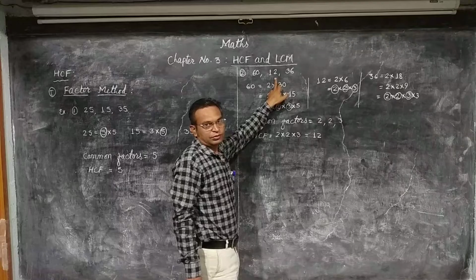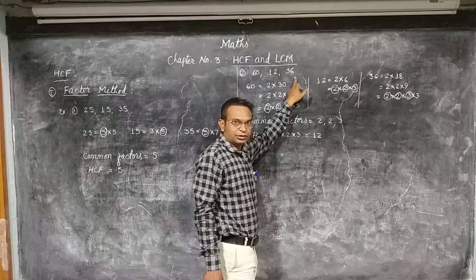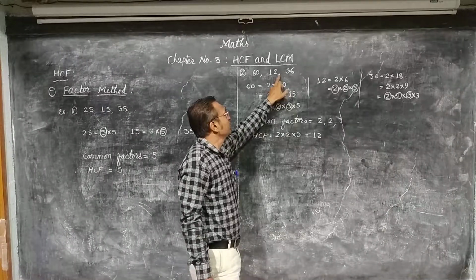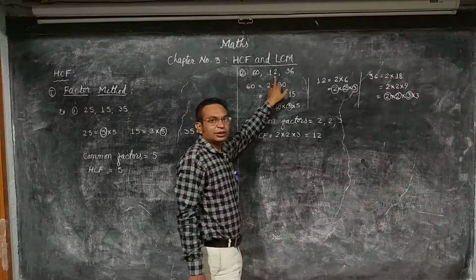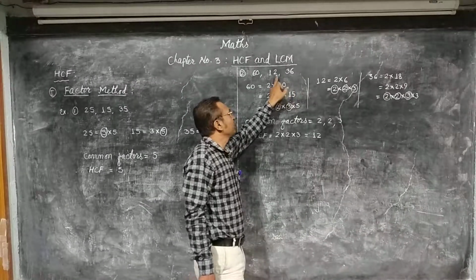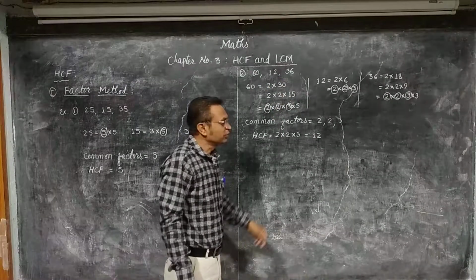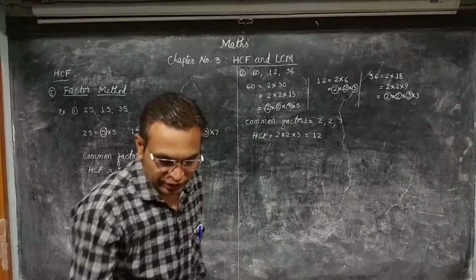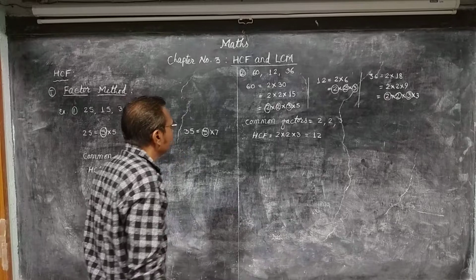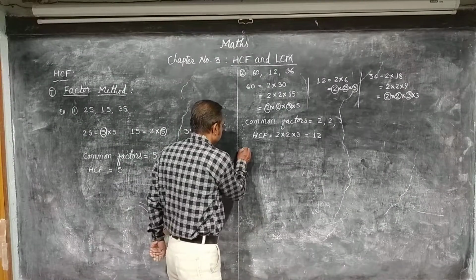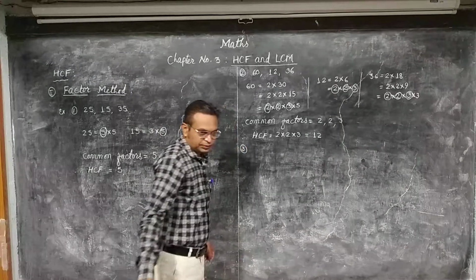the HCF. There are three numbers given. Out of the three, 12 is the divisor of the three numbers, and therefore 12 is the HCF. By observation only, we can find the HCF when one number is a divisor of the other numbers. Okay. Now, example 3.